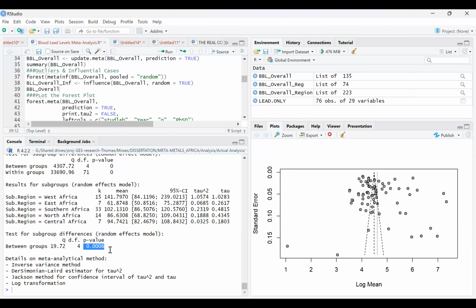So we can say that West Africa is the most polluted region in terms of lead contamination, followed by South Africa, followed by Central Africa, followed by North Africa, and lastly, East Africa. So we could basically conclude that East Africa is the least polluted of all Africa. Still very tentative, but we can still make that inference. Are we all understanding the proceedings?